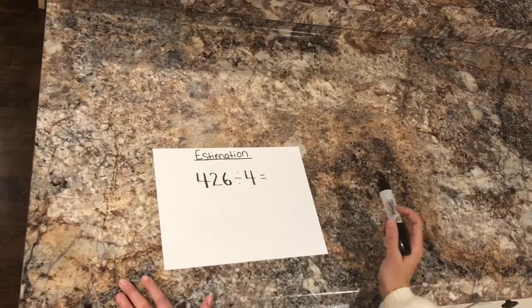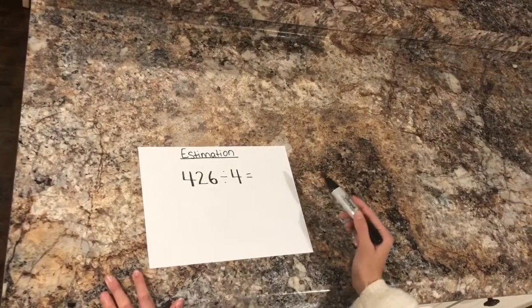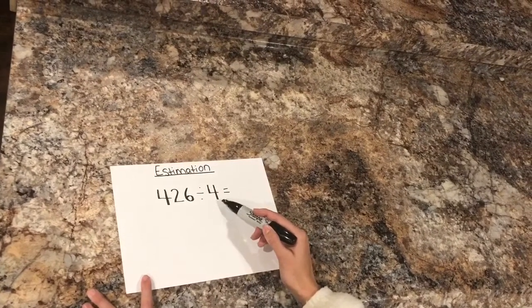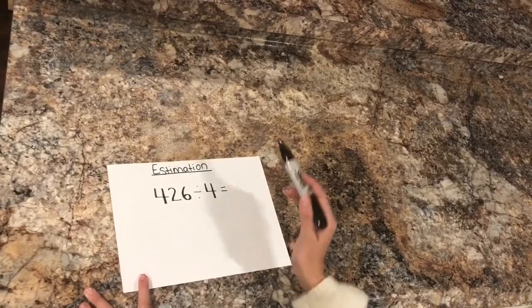So the equation I will be solving is 426 divided by 4. The 426 is our dividend and the 4 is our divisor. We will be trying to find our quotient, or our answer.